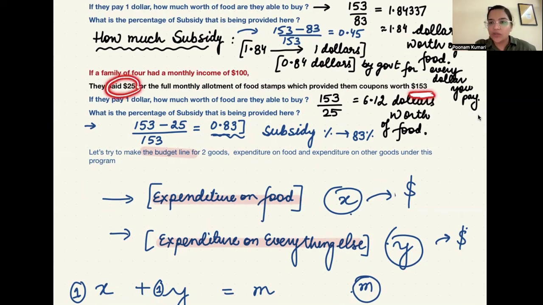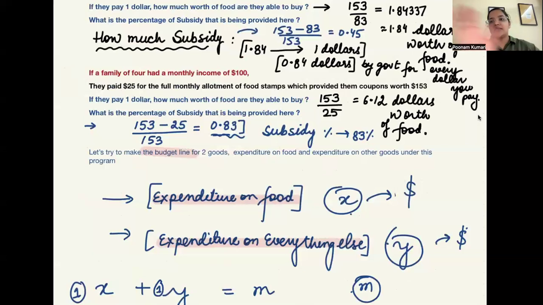Because first of all, I will try to get the food in the cheapest manner possible. And still after that, if I want food, then I'll say, okay, now let's start paying money from our own pocket. So you have already made an expenditure of how much? $25? So you have paid $25 to get the food worth of $153. And after that, what is the rate of exchange? 1:1, right?